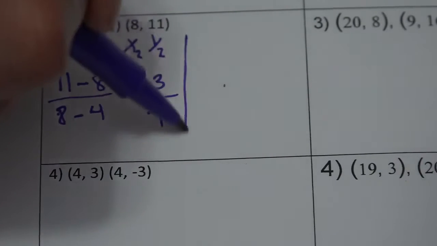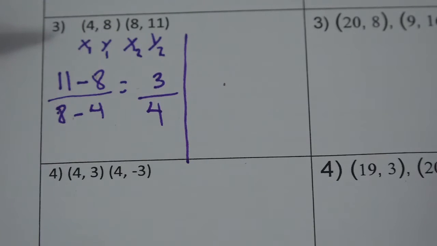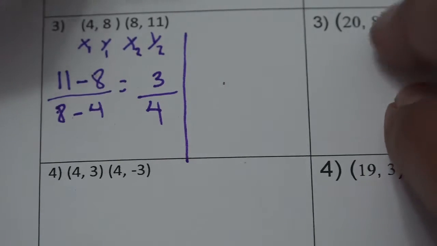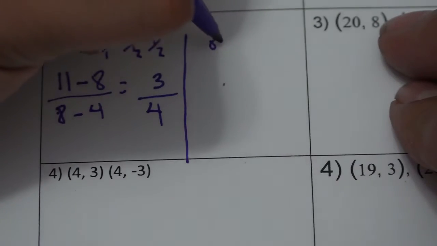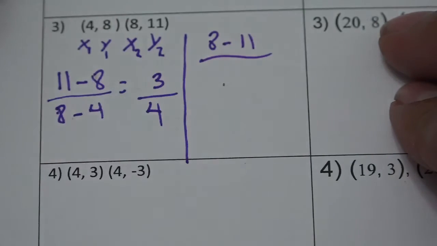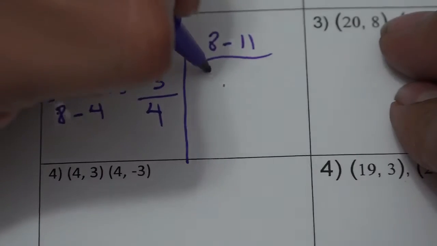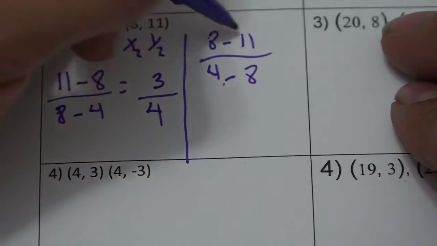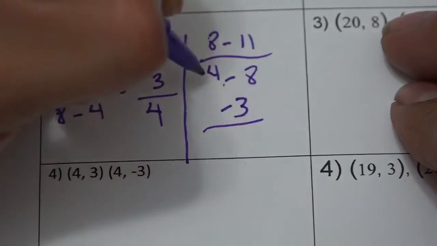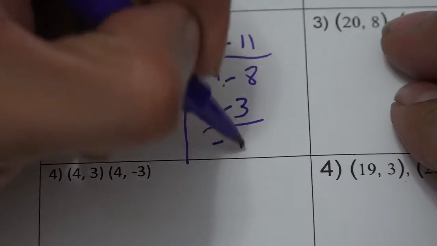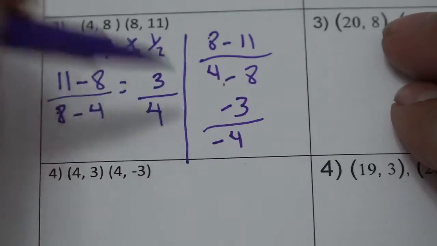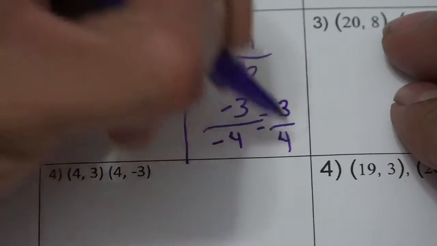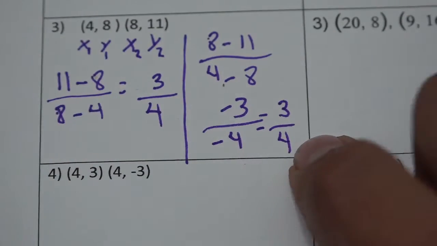What would happen if I do it backwards? If I make this the 2's and this the 1's? Okay, let's try that. So if these were the 2's and these were the 1's, I would do 8 minus 11 over 4 minus 8. What would that give me? 8 minus 11 is negative 3. 4 minus 8 is negative 4. So the slope is negative 3 over negative 4, but negative divided by negative is positive, so it's still 3 over 4. Nothing is going to change.